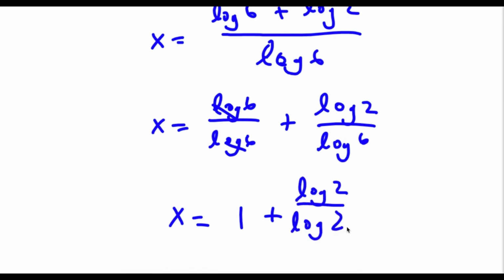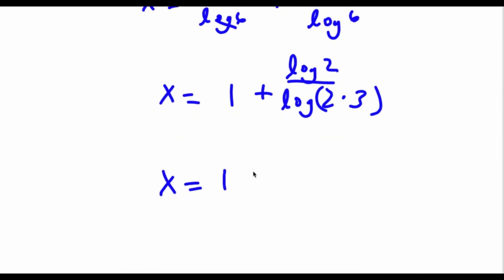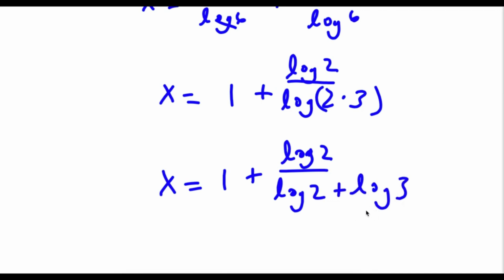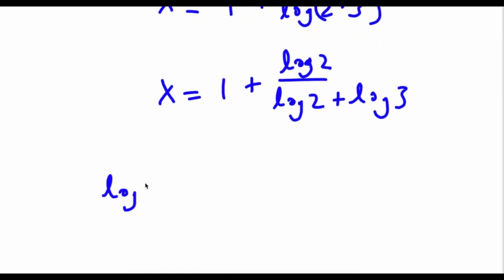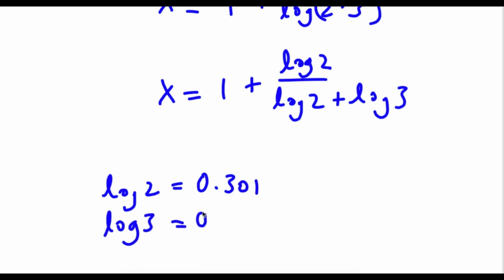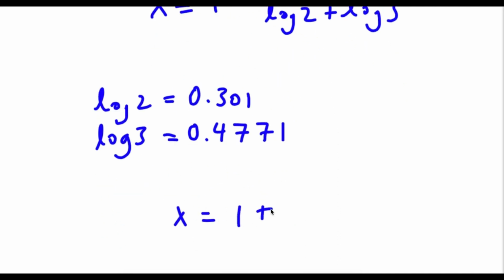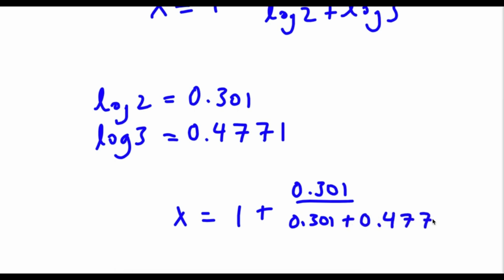I'm going to again change 6 to 2 times 3. Now I have x is equal to 1 plus log 2 over log 2 plus log 3. Now log 2 is equal to 0.301, and log 3 is equal to 0.4771. So now I have x is equal to 1 plus 0.301 over 0.301 plus 0.4771.